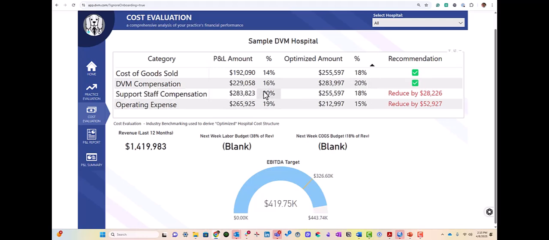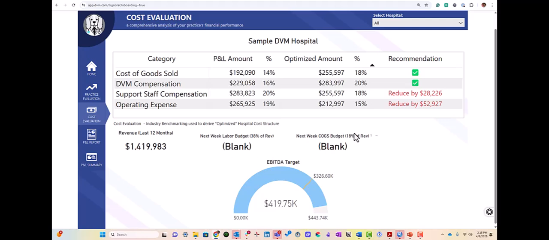Support staff, they're at 20%. We want to see them about 18. So that means we've got to reduce by about $28,000 here. So that could be looking at overtime, looking at different ways, deciding, hey, do we want to hold off on hiring that person right now until we get our labor under control? Or this just may be the way your hospital operates. Sometimes they operate a little bit higher, and they're able to make that up in other places through efficiency and through COGS. Operating expenses are running about 19%, where we want to see them at about 15%.